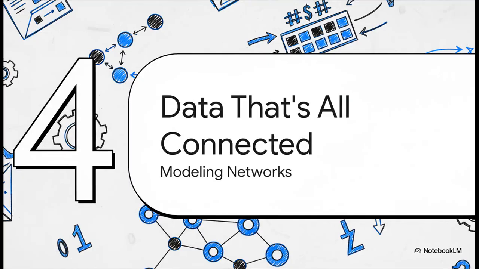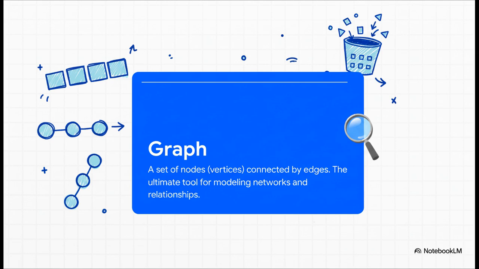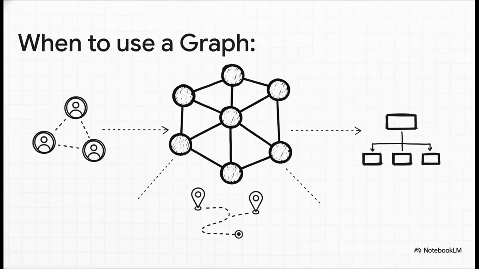Okay, so everything we've seen so far, arrays, lists, trees, they all organize data in a pretty linear or hierarchical way. But what about data that's messy? Where everything is connected to everything else like a giant web? For that kind of problem, we need a graph. And don't let the name fool you, it's a really simple idea. A graph is just a bunch of dots, which we call nodes, that are connected by lines, which we call edges. That's it. And it turns out this simple idea is the perfect way to model all sorts of real-world networks.